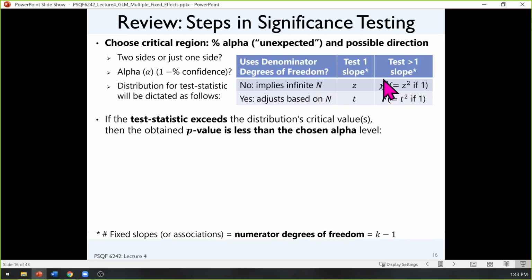So here's the summary table: T, chi-square, Z, and F. That's it. Every test statistic you're going to find is going to be one of those four. It just varies based on the context and based on your software what you get. But for the rest of this semester, it's all about T and F.